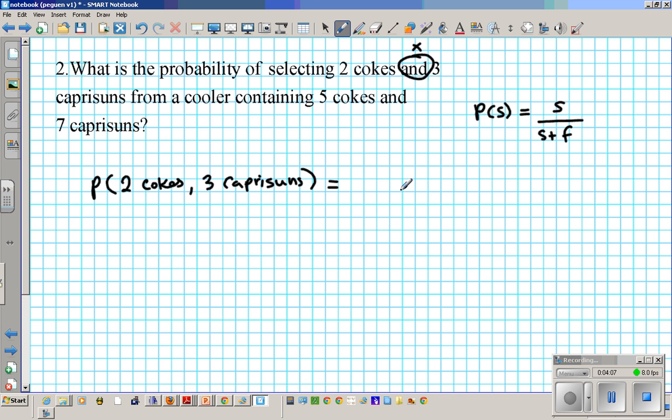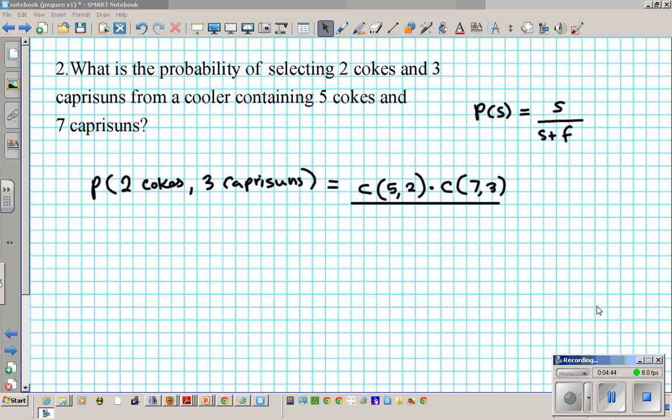So in this case, to be successful selecting the Coke, you're going to be choosing out of just Cokes, which is 5, you're going to be choosing 2. This guarantees success because there are only 5 Cokes. Times, for 3 Capri Suns, how many Capri Suns are there? Choosing out of 7 Capri Suns, you're choosing 3. Okay, so this is success on the top right here.